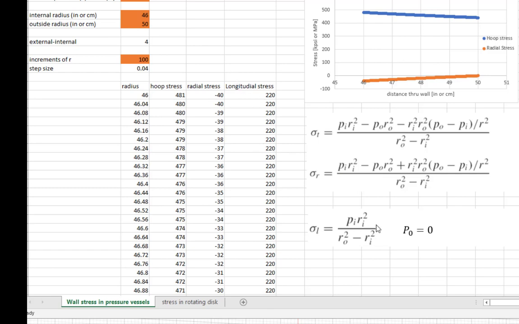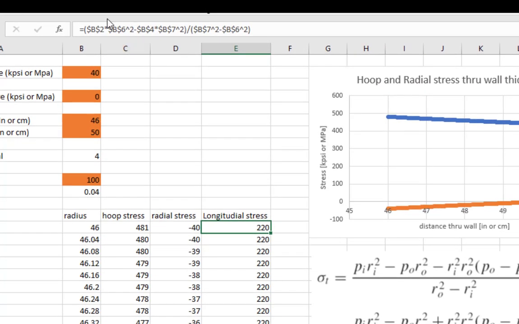You can modify this longitudinal stress to include an outside pressure simply by, in the numerator, subtracting P0 times R0 squared. External pressure not being equal to 0 is no big deal. In fact, in the longitudinal stress, if you look on my spreadsheet, you will see that that's exactly what I do. I multiply the internal pressure, that's B2, by the internal radius squared. I subtract from that the external pressure multiplied by the outside radius squared and divide that by the difference between the square of the outside and inside radii.